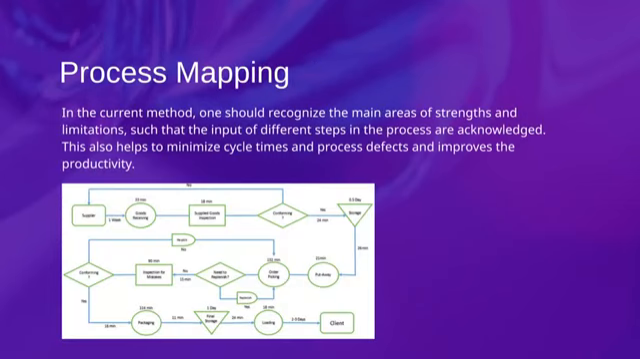Okay, so this is the process mapping, where we can recognize the main areas of strengths and limitations, and we can see which processes consume lots of time, and we can minimize the cycle times. As we can see here, for the inspection for mistakes, we are actually trying to cut this process and include it with the packaging process.